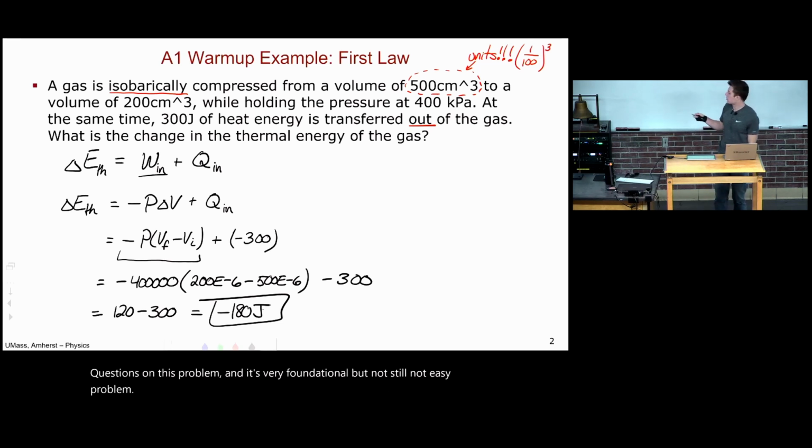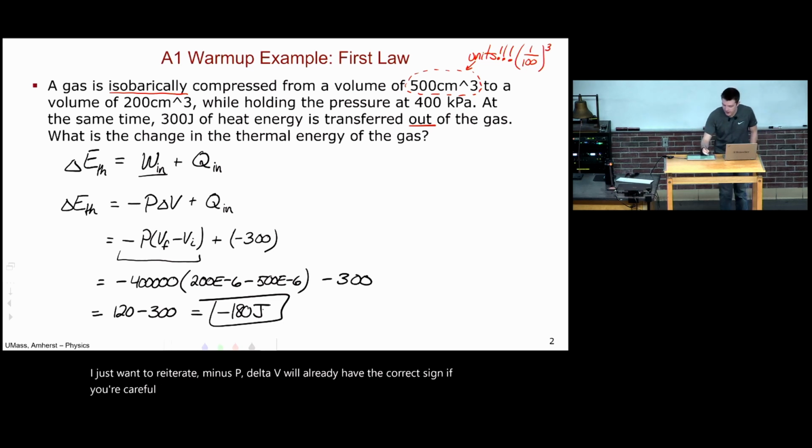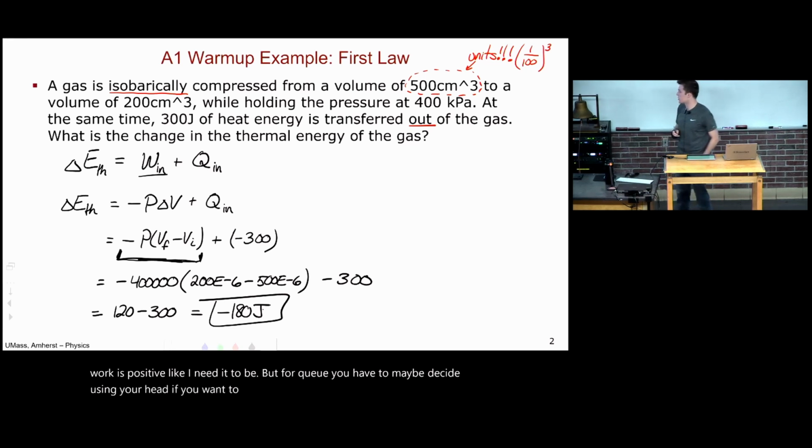Okay, just want to reiterate, minus P delta V will already have the correct sign if you're careful. And I just verified that down here by saying V final is less than V initial, so work is positive like I need it to be. But for Q, you have to maybe decide using your head if you want to use minus 300 or plus 300, depending on if the heat is injected or stolen.